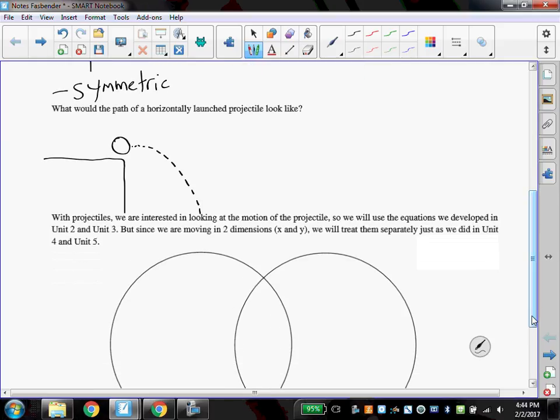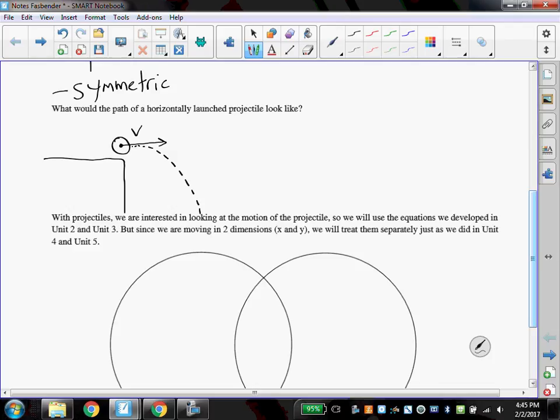Now, I'd like to make kind of a little motion map out of this. So I'm going to mark some points. First point I'm going to mark is when we are launched. And just like what we did with motion maps, I'm going to show what the velocity looks like right when we are launched. And since we are being launched horizontally, our velocity is just in the x direction the moment that we come off of the table.